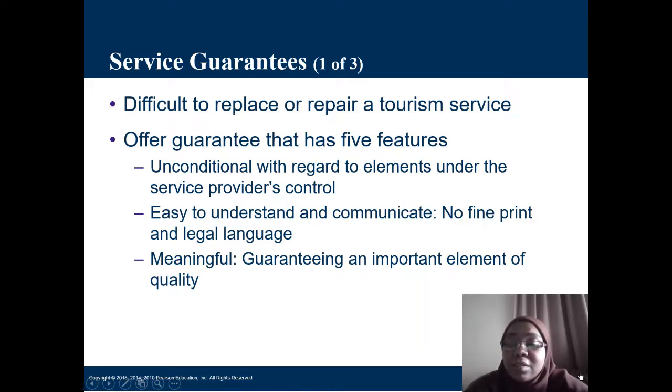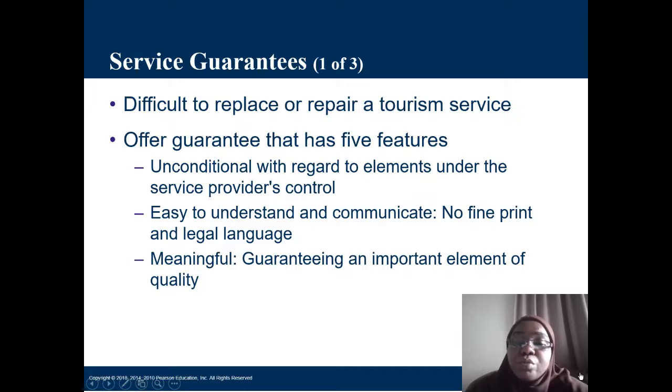Because these are not the same. The service provision is not the same as that of goods production, all right? So the guarantee should have 5 features. First is unconditionality, with regards to the elements under the service provider's control. That is one of the ways of offering the guarantee. The second is that it is easy to understand and communicate, right? No fine print and legal language should be used when you want to offer a guarantee to your customer.